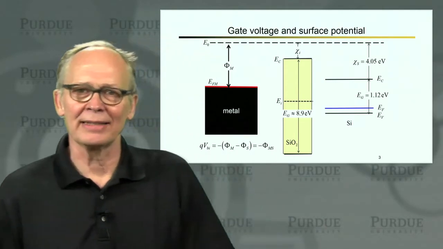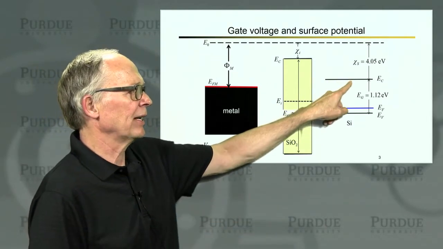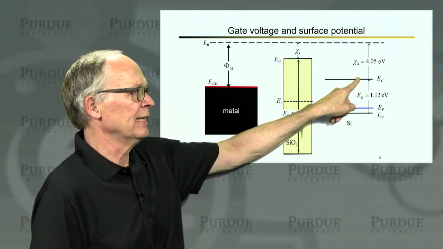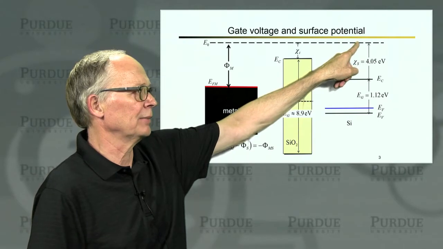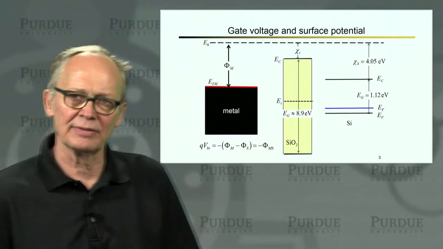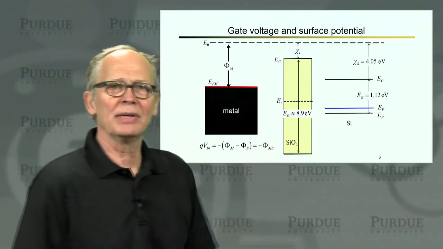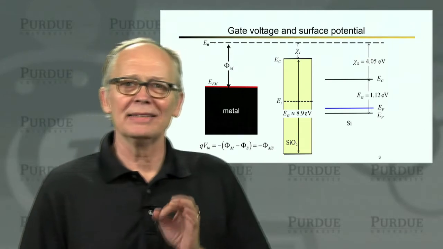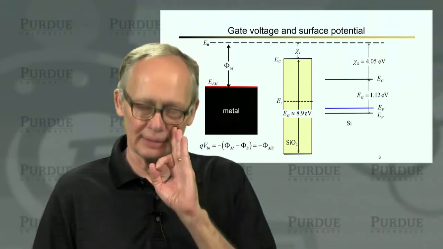And then we have a semiconductor. And the semiconductor, the bands look like this. The semiconductor has an electron affinity. That's the energy it takes to move an electron from the conduction band of the semiconductor into the vacuum. And this is a typical value. This is a value for silicon. So it also has a band gap, and it has a Fermi level that can be somewhere in the band gap depending on how we have doped the semiconductor.